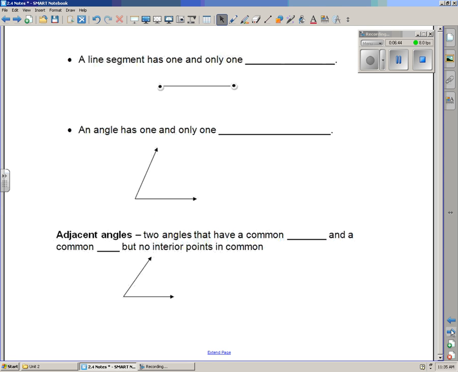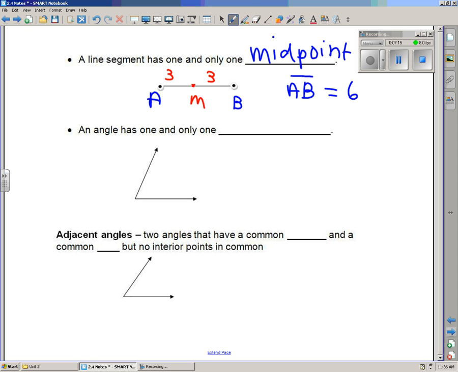A line segment has one and only one midpoint. That should make a lot of sense too. If I've got this point being A, that endpoint, and that endpoint being B, if we tell you that line segment AB is 6 units, whatever that might be, there's only going to be one midpoint, and that's going to be halfway between A and B, or at 3, which means we'll call this, I guess, M. So right here, we know that this has to be 3 units, and this has to be 3 units. So there's only one midpoint.